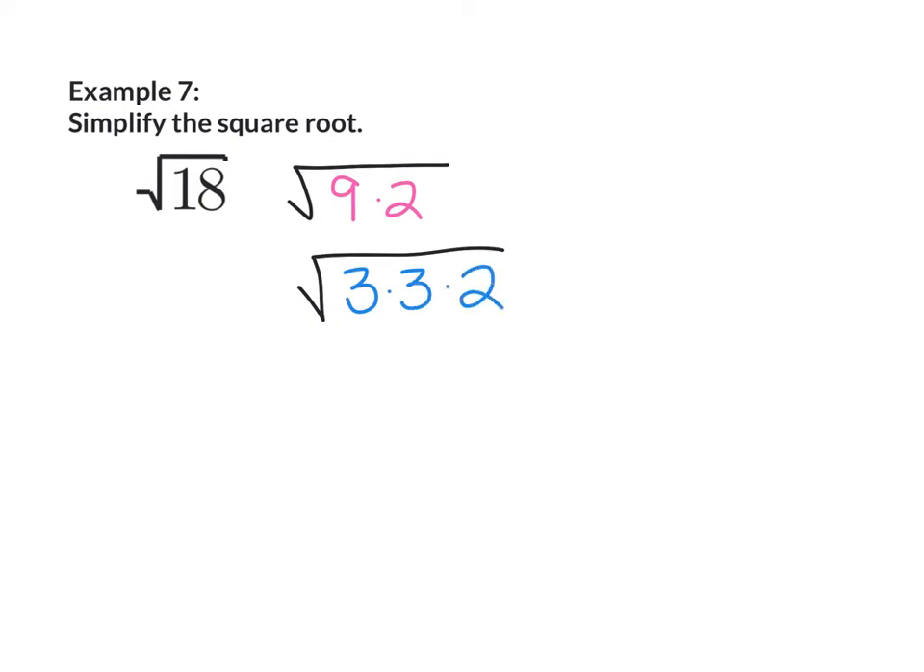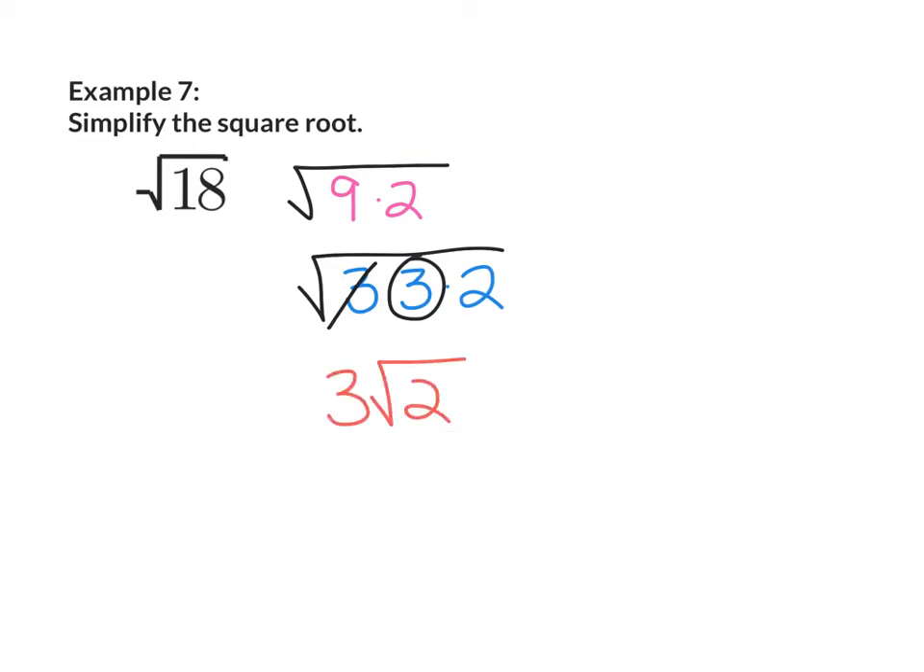Example number 7. Simplify the square root. So the square root of 18 can be broken down to 9 times 2. I don't have any twins, so I'm going to go ahead and do it again. So 9 can be broken down to 3 times 3, and then I'm going to bring down the 2. So now I have twins. One dies, one escapes. So the 2 that does not have a twin will stay inside the square root, so my answer will be 3 root 2.